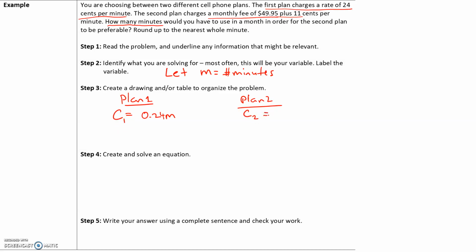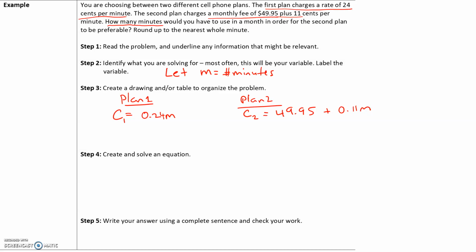Cost of the second plan, you have to pay a monthly fee of $49.95. So let's say you lose your phone and you don't talk at all. You still have to pay the monthly fee. Whereas in the first case, if you lose your phone and you don't talk at all, you don't pay anything because you don't use any minutes. But in the second plan, you have to pay this monthly fee, plus you have to pay 11 cents per minute.